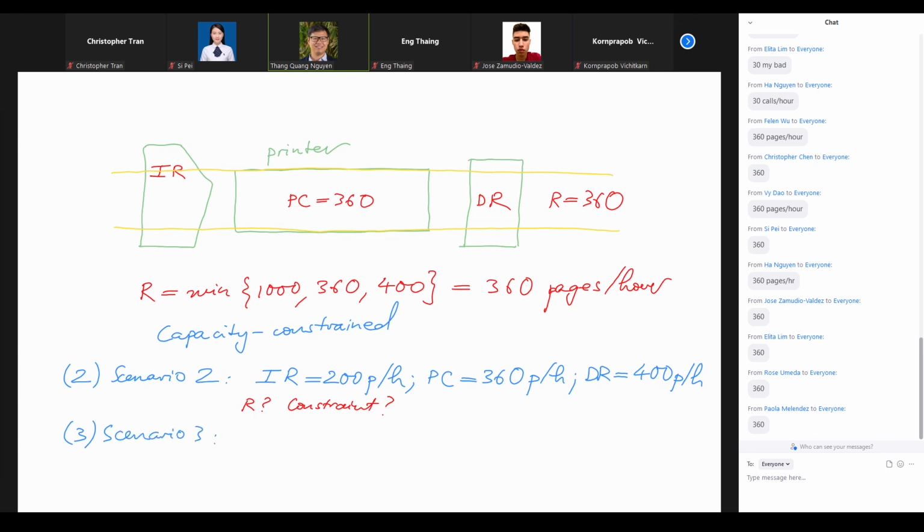Scenario 3, the input rate is 1,000 pages an hour, the same printer as before. But the demand rate is only 100 pages an hour. It is a low time for business, so we do not have too many orders. So please also figure out the flow rate and the constraint of the process, and please follow the same logic as before.